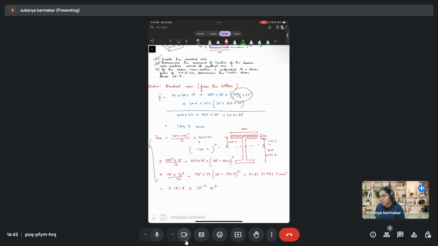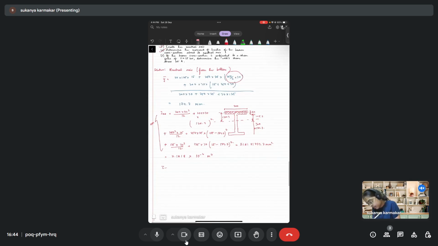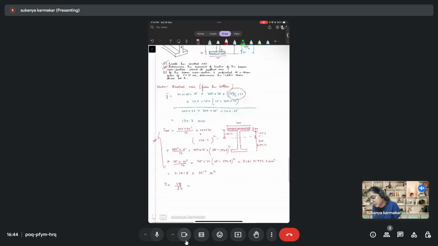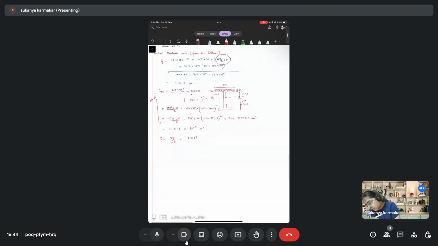neutral axis. Then if the beam cross section is subjected to a shear force of V is equal to 15 kilonewton, you have to determine the web's shear stress at A. So for that, you will be using shear stress is equal to VQ by I into T. Shear force is given to be 15 kilonewton. So 15 into 10 to the power 3. Now what is this value of Q?